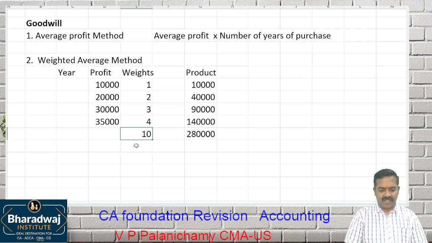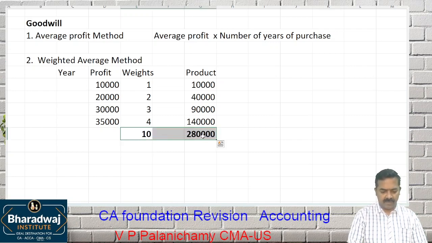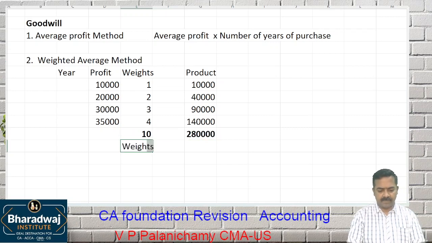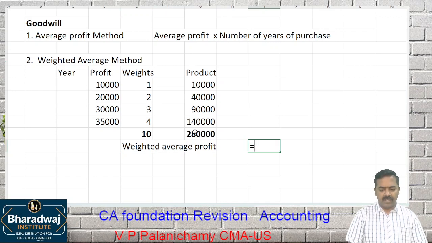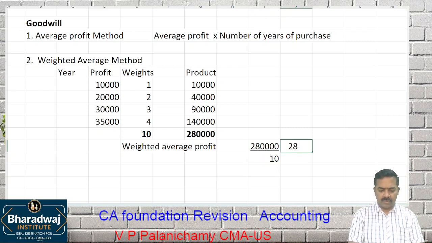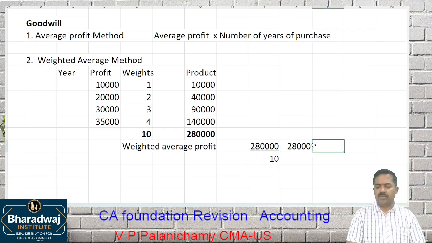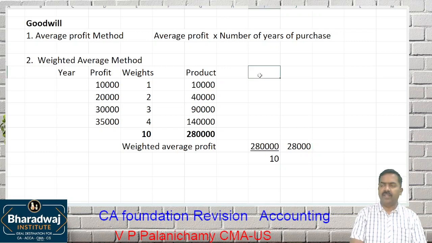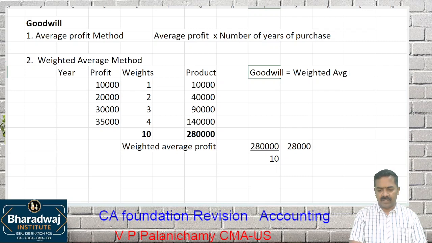So what is the weighted average we are getting here? Weighted average profit is nothing but total of product divided by what? Total of weights. It will give us how much? 28,000 rupees. Based on this also goodwill can be valued. Goodwill is equal to weighted average profit into what? Number of years.